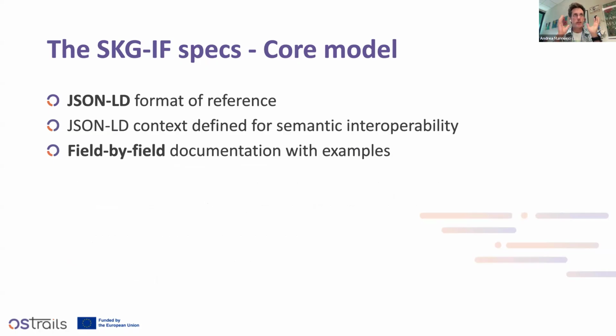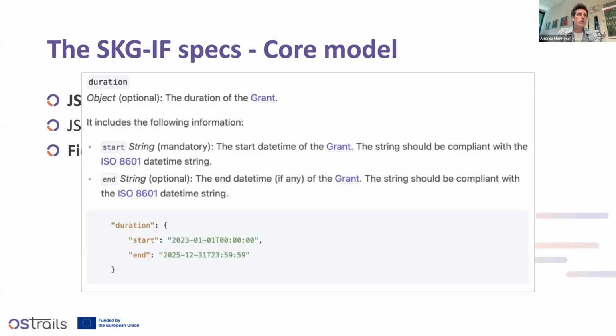So for the core model, the format of reference is JSON-LD. It is the way that you can plug a semantic layer into JSON. And by design, you also end up having data that can be triplified in RDF, and that's not ambiguous in terms of semantics whenever you lay out the information. And we adopted, when describing the format on the website, a field by field approach, such as this one. So for example, when describing the duration property of a grant, the duration includes two other properties, sub properties, which are about the start and the end.